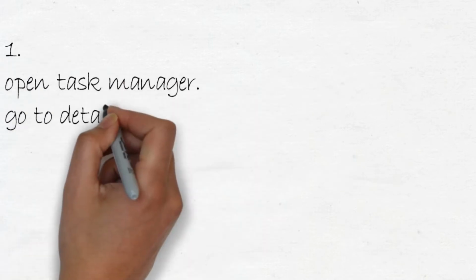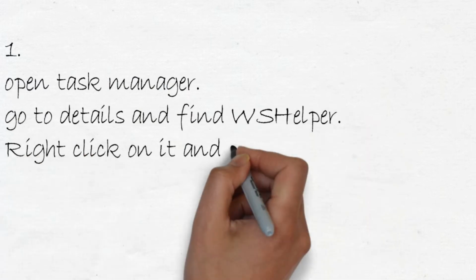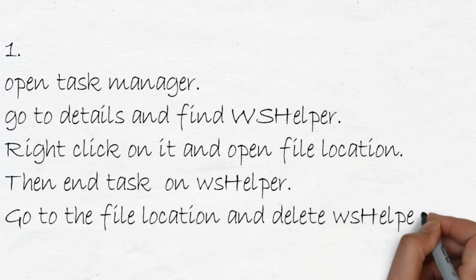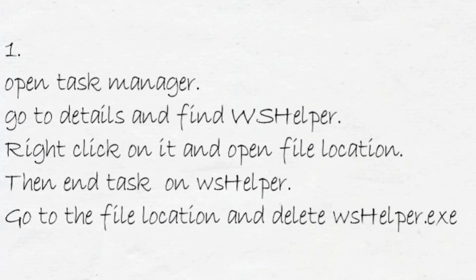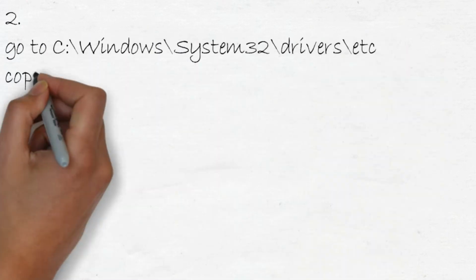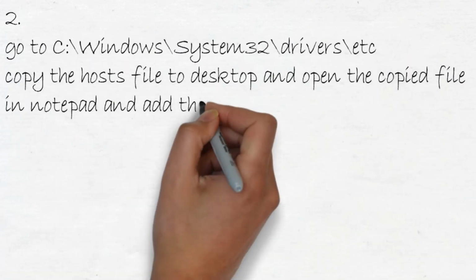So, the first step is to open the Task Manager, that is Control plus Alt plus Delete. Then go to the Details tab in the Task Manager and find WS Helper. When you find it, right click on it and open the file location. Then end the process of WS Helper in the Task Manager, go to the file location that you have just opened, and delete wshelper.exe.